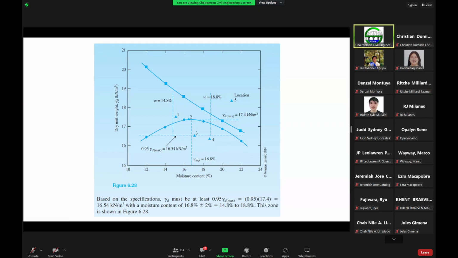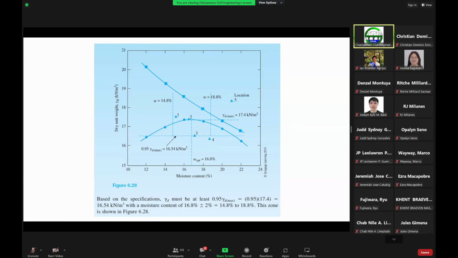And then for all derived values in the field, their corresponding moisture contents must not exceed plus and minus 2% from the optimum moisture content, which is about 16.8%. So 16.8% optimum moisture content plus minus 2% will give you 14.8 to 18.8%. So this is the 14.8 and this is the 18.8%.